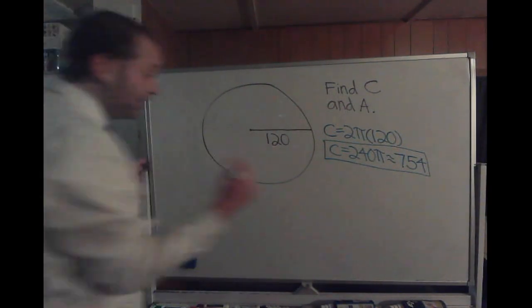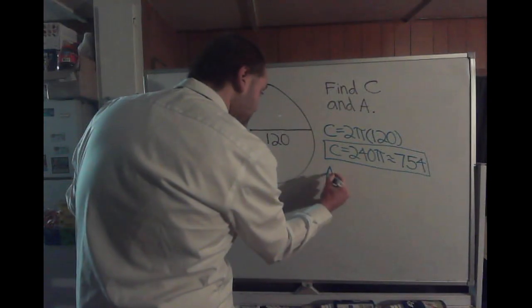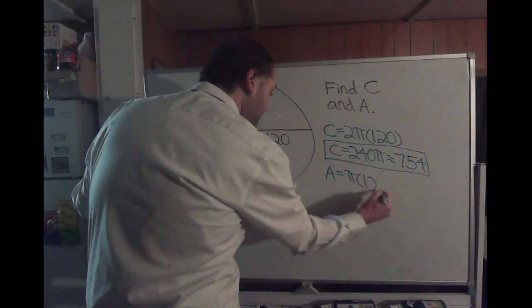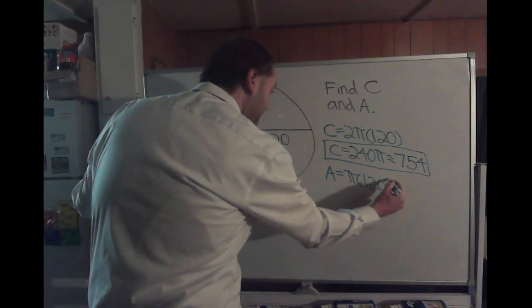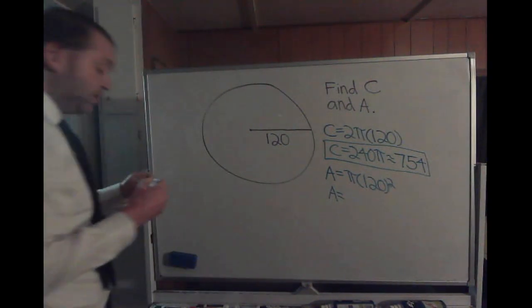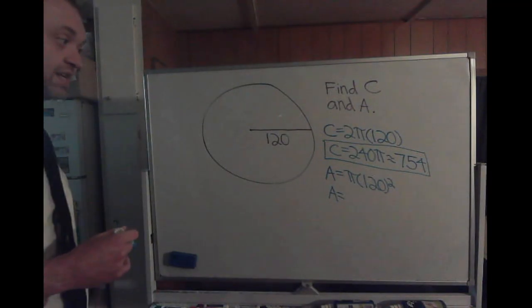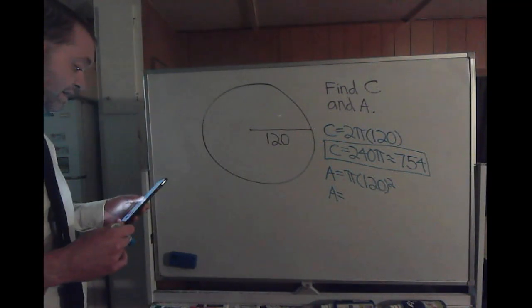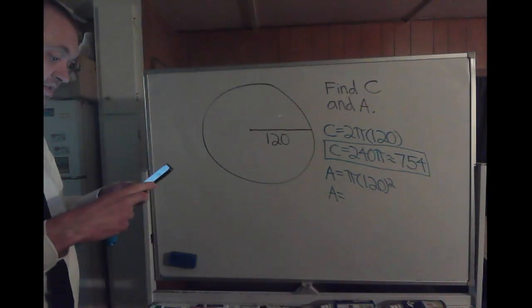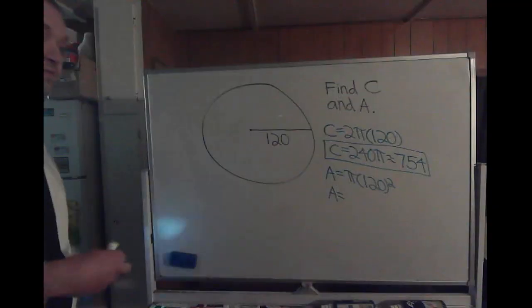Now to find the area, we're going to take pi, multiply it by that radius of 120 to the second power. Which this is going to be fun. Figure out what 120 to the second power is. I do not know that off the top of my head. I know 100 to the second power is 10,000, but I don't know what 120 to the second power is. I get 14,400.